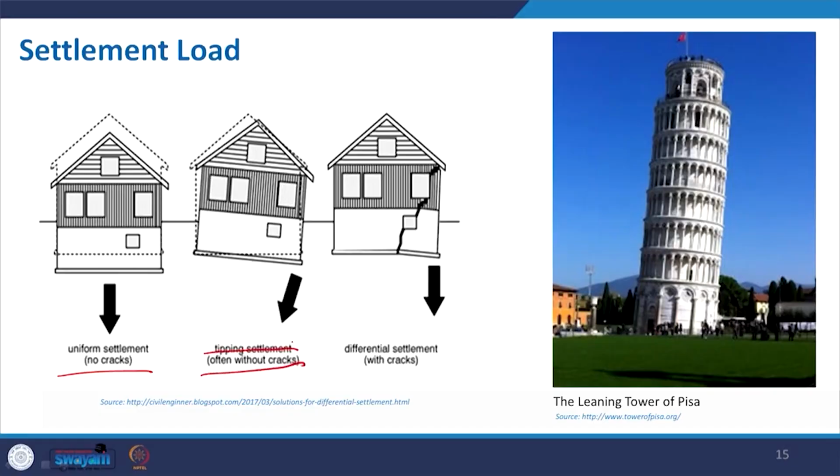So, no damage, but when it is a tipping settlement, then the building will tilt. But at the same time, if your building is having differential settlement, like there is no fixed settlement, it will crack. So, a tipping settlement example is here, the Leaning Tower of Pisa.